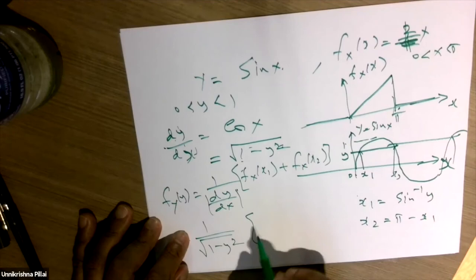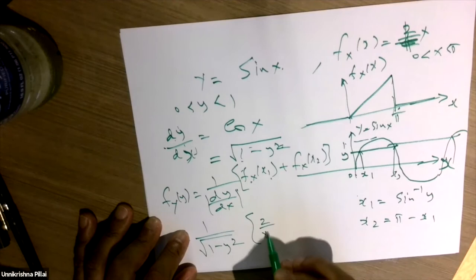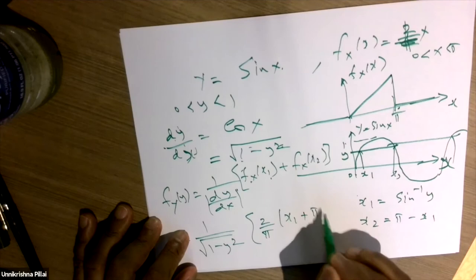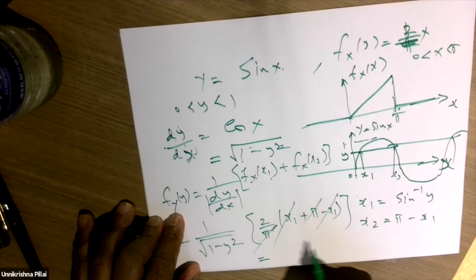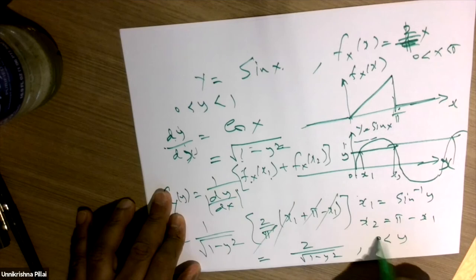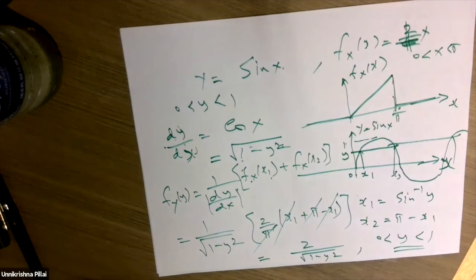And f of x at x1 is, as he said, 2 over pi multiplied by x1, and the other one is 2 over pi multiplied by pi minus x1. So in this case, x1 cancels, pi cancels. And what do you get? Y goes between 0 and 1. All right, so that's the answer. So please practice these problems.